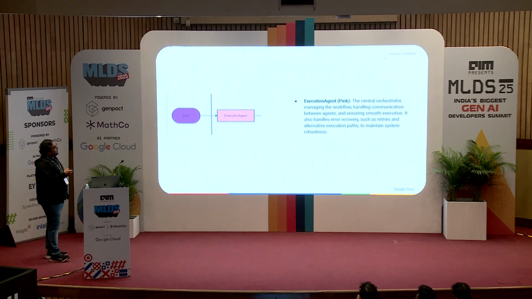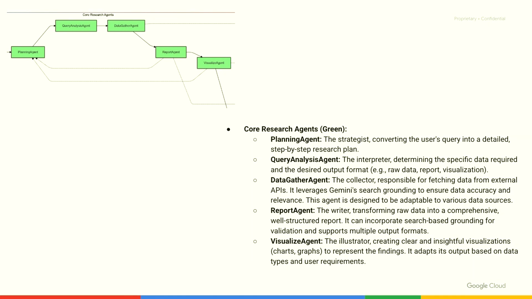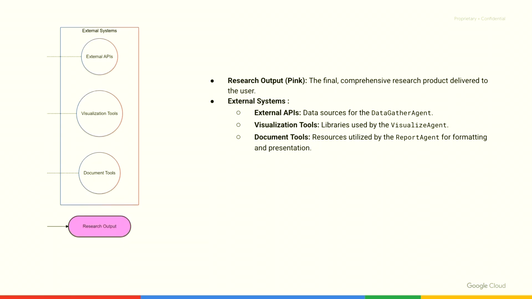So the first one is the execution agent, which is the central orchestrator. Again, we'll see how that sort of functions. These are the core research agents. There's a planning agent, there's a query analysis, data gather, report agent, and visualization agent. And then the final one is the research output, which is the output as a report. And then the external API and the document tool, right?